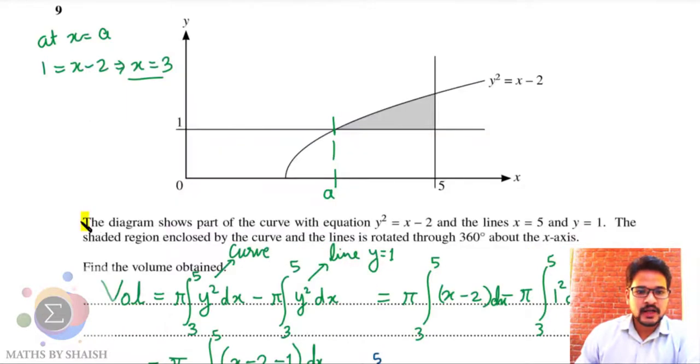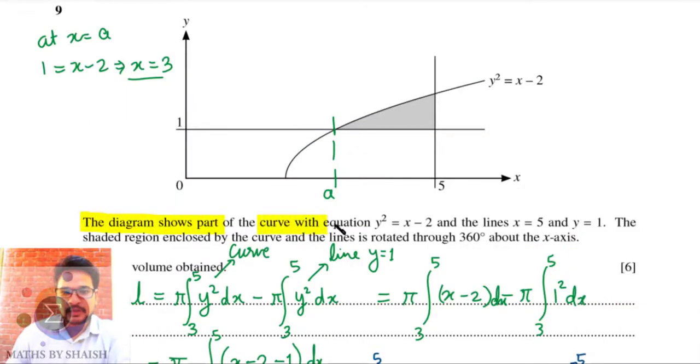This is the 9th question. The diagram shows part of the curve with the equation y squared equals x minus 2, and the lines x equals 3 and y equals 1. So we can see this is the y equals 1 line, and this is x equals 3.